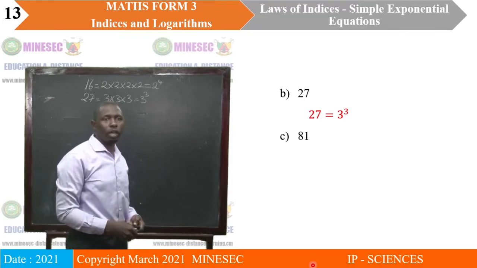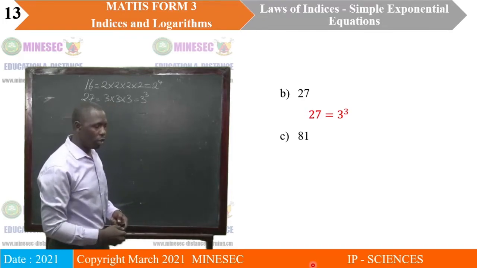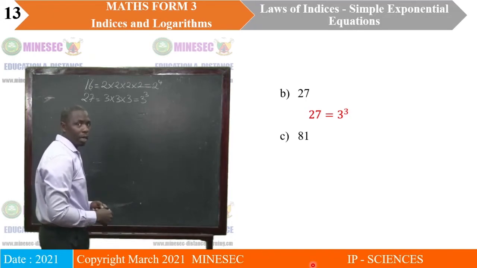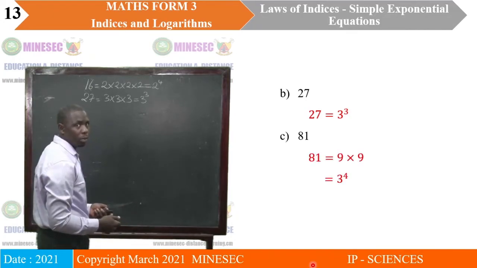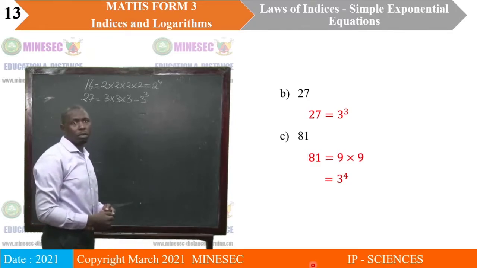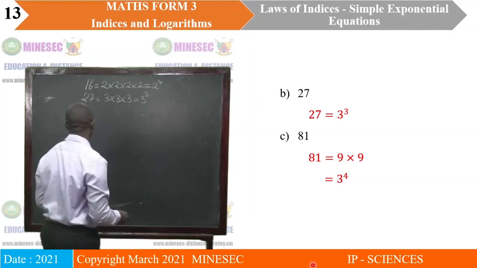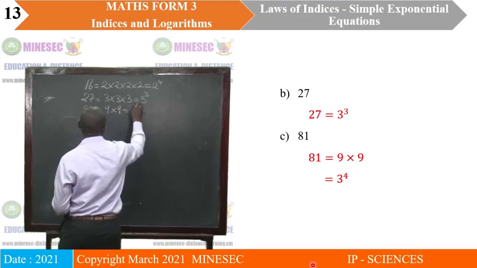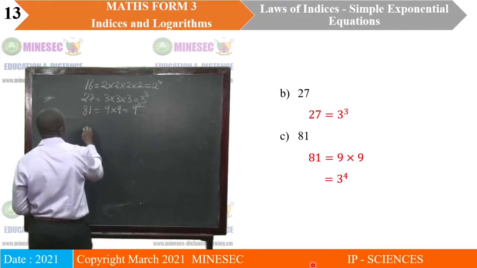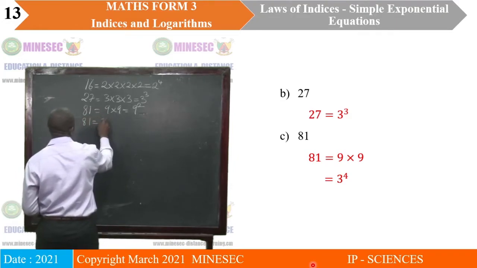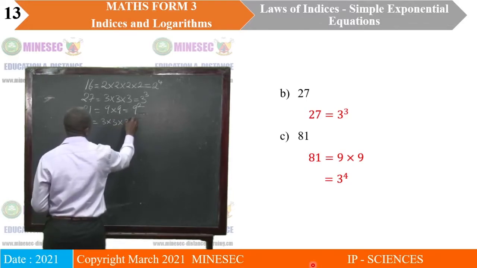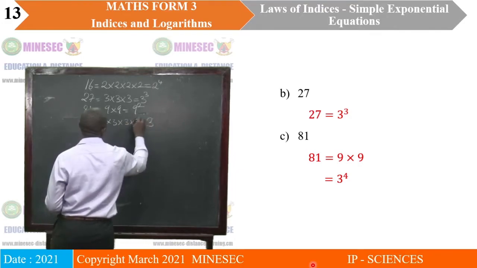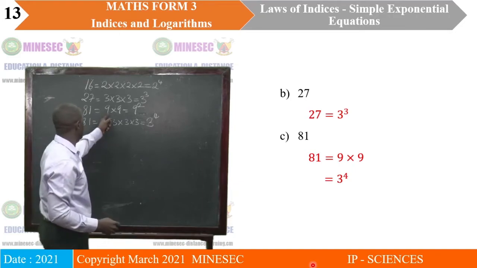So we have 81 to express as a number in index form. To express 81 in index form, we could use the number 3 or 9. If we use 9, we'll have 9 times 9, which will give us 9 to the power 2. That is 81 equals 9 times 9, which is 9 to the power 2. If we use 3, we'll have 81 equal to 3 times 3, which is 9, times 3, which is 27, times 3, which will give us 81, and that will be 3 raised to the power 4. So you could use 9 or use 3.